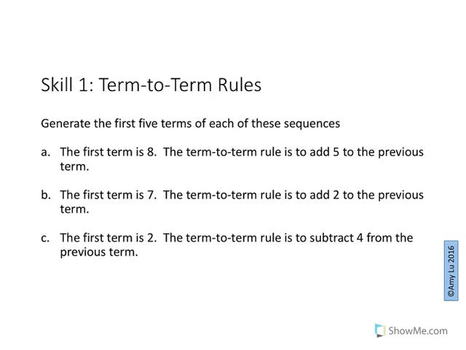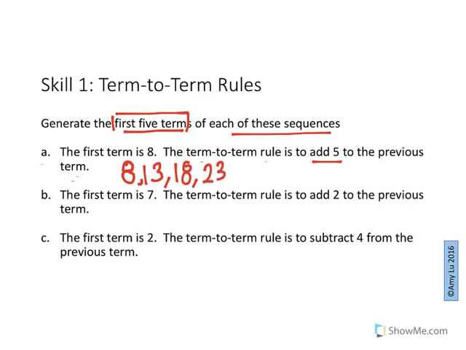Now, in this problem, we must generate the first 5 terms. The first 5 terms for each of the sequences described below. So in A, the first term is 8, so we start off with 8. The term-to-term rule is to add 5 to the previous term. So I'm going to go ahead and add 5. So 8 plus 5 is going to be 13, plus 5 will be 18, plus 5 will be 23, and plus 5 will be 28. So these are the first 5 terms in this sequence.